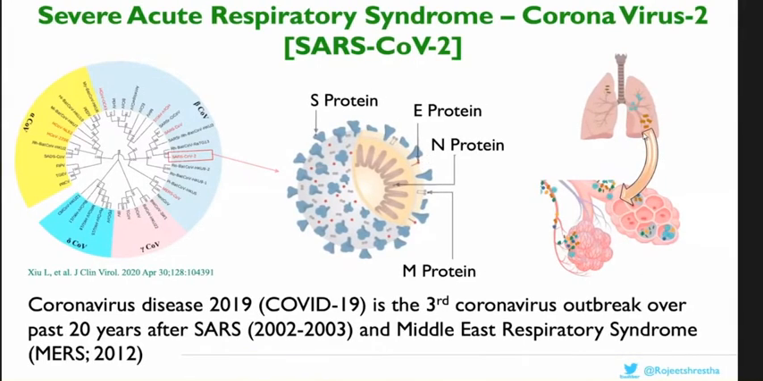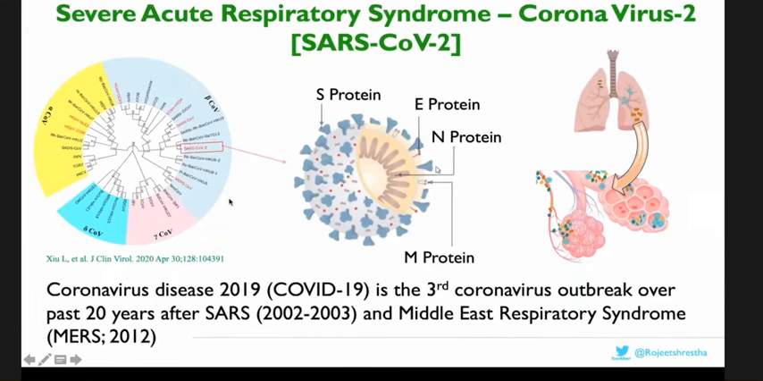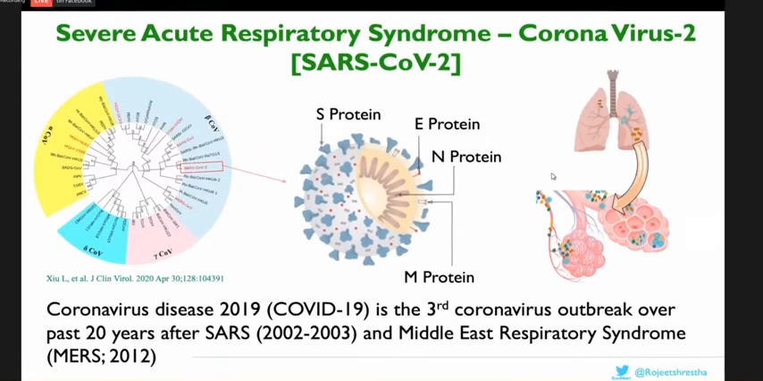There are 4 subgroups of the coronavirus known as alpha, beta, gamma, and delta. Some common coronaviruses like NL63, belonging to alpha coronavirus, or HKU1, belonging to beta coronavirus, usually produce mild to moderate upper respiratory tract illness, for example, like common flu. Whereas SARS-CoV-2 is a novel coronavirus that caused the disease that we call coronavirus disease 2019 or COVID-19.